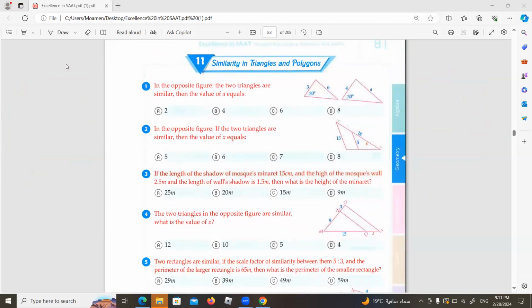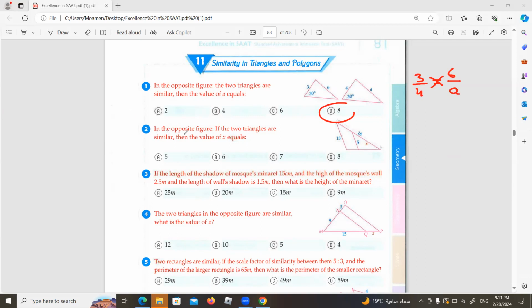Number 1. In the opposite figure, two triangles are similar, then the value of A equals. Two triangles are similar, so the corresponding sides are proportional. So 3 over 4 will be equal to 6 over A. Using cross multiplication, you can get the answer, so it will be 8, of course. Okay, it's very easy, as you see.